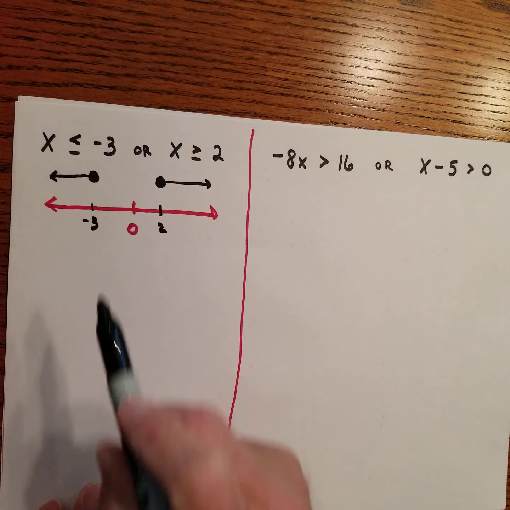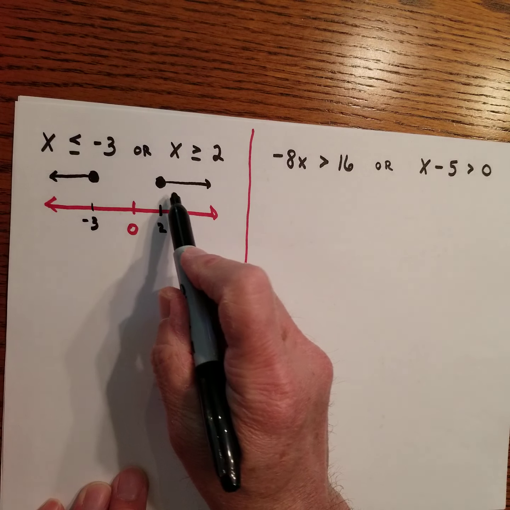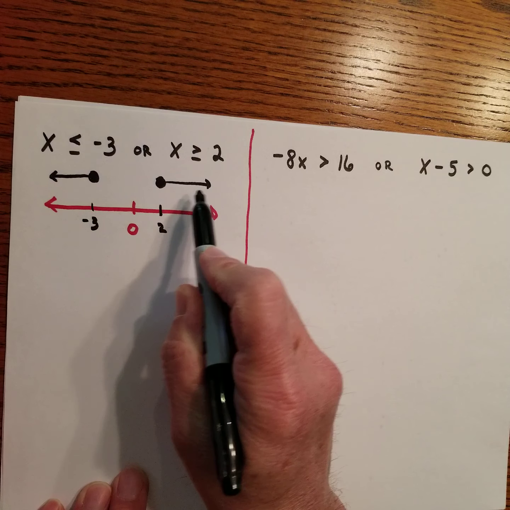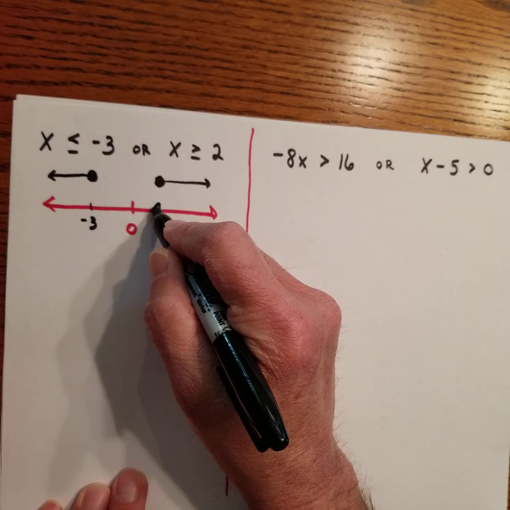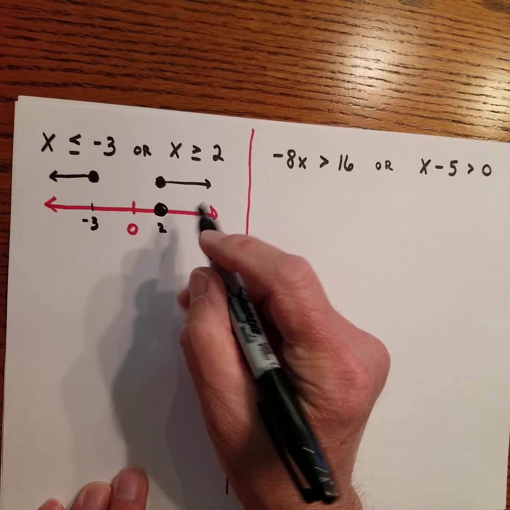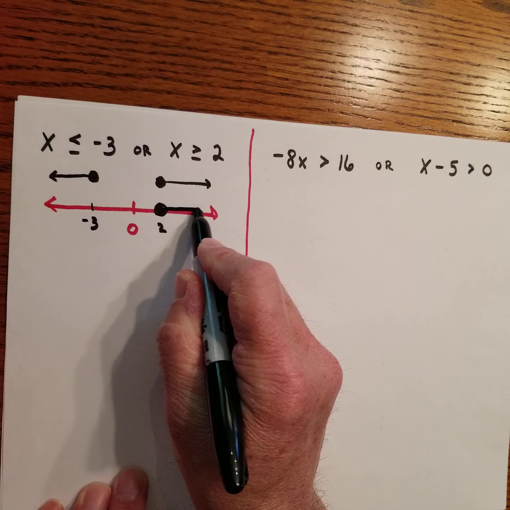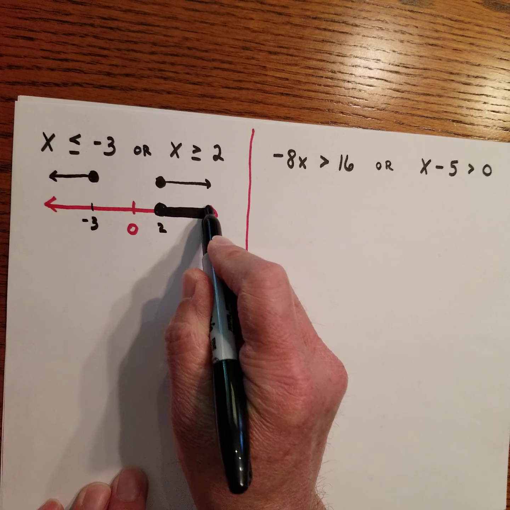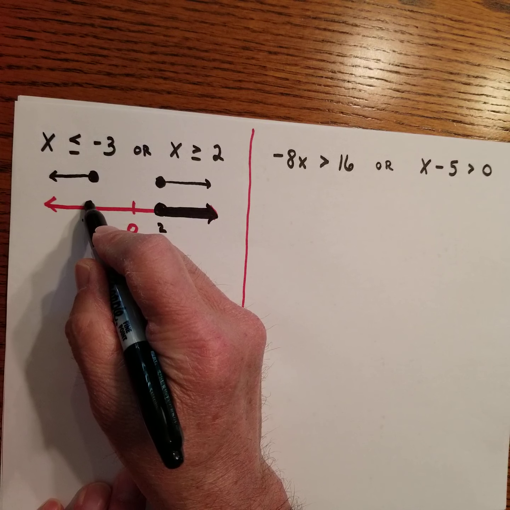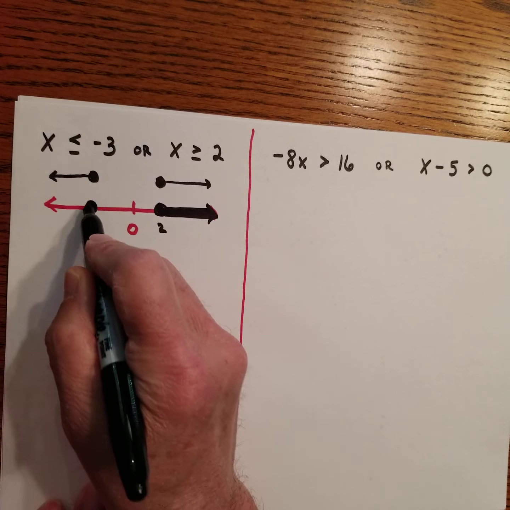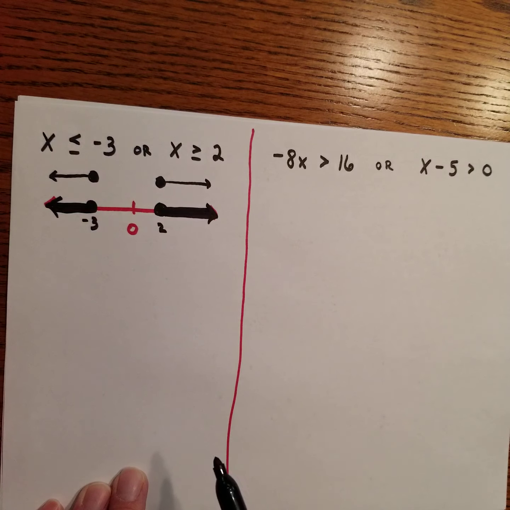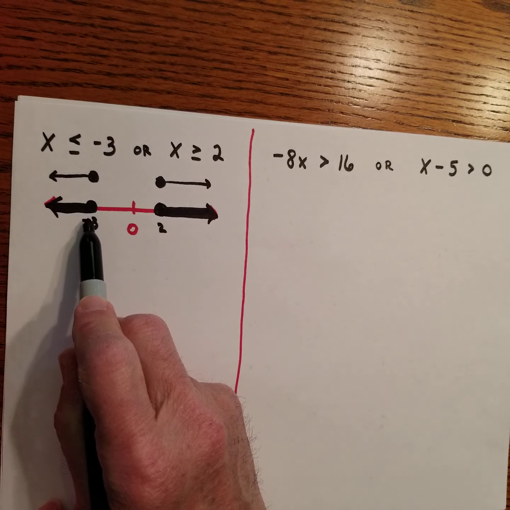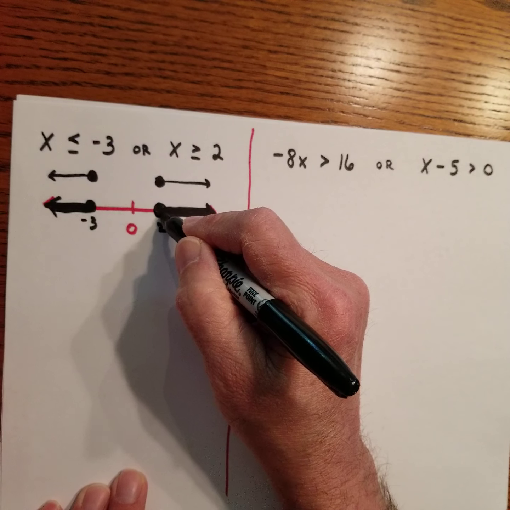Now, what does the word or mean? Or means if it's covered by this line, we want it, or if it's covered by this line, we want it. Either or. So for my real graph, I want things that are bigger than 2 or smaller than -3. Each one has an equal bar, so I color in both dots.